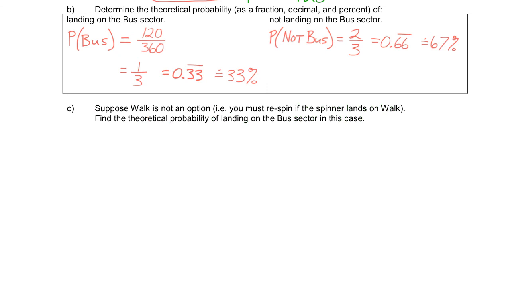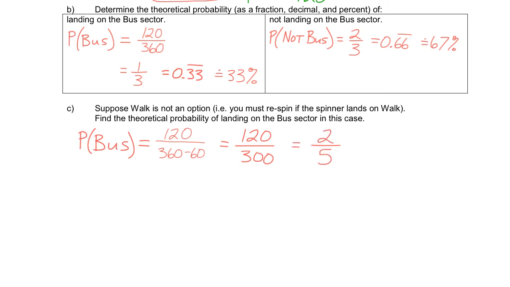So I just moved this down so we could have more space, but it's going to be set up very similar to this. So we're looking for the probability of bus. It's equal to, well, 120 on the top because that's the angle that the bus sector makes. But it's no longer out of 360 degrees because we have to subtract the 60 degrees from the walk sector. So really our fraction is 120 out of 300. That reduces to a fraction of 2/5 in lowest terms, which is 0.4 or 40%.